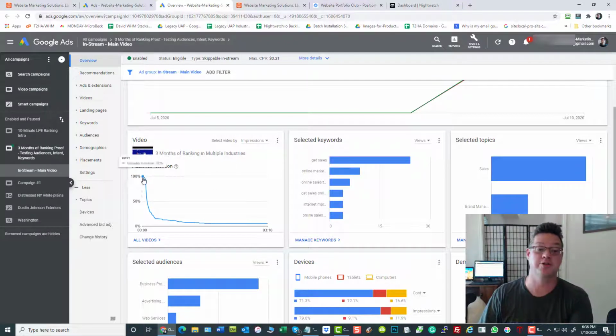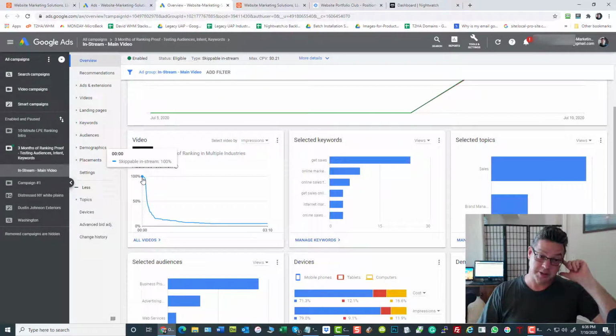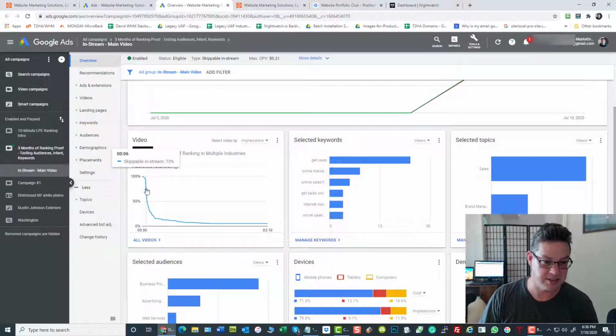Anyway, here's what the history has been from the beginning of our first test. 100% started it, and by the end of the first 5 seconds, that's the biggest drop off. Everyone expects that, right? So what was that like at the end of 5 seconds? I'll go 6 even, just for fun. 73% are still there at 6, but they're about to hit skip, aren't they? All right, let's just take it in, though.